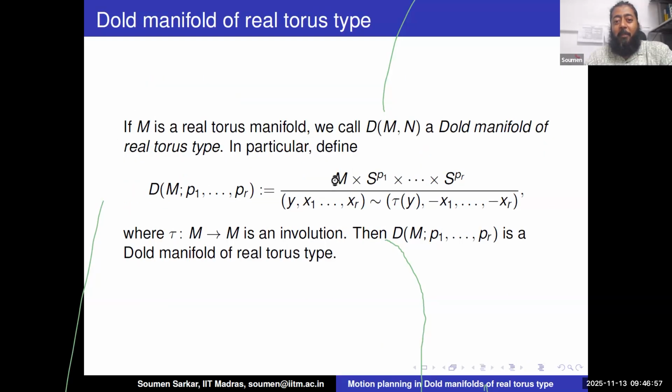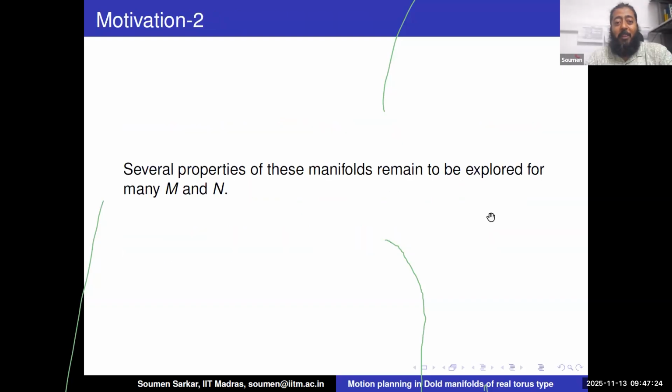So, for example, if M is, like here, only 2 points, or S0, then we get the definition of Don Davis. And here we are considering M to be a real torus manifold, and the orbit space we call the Dold manifold of real torus type, because it's a little difficult to distinguish what type we want. Okay. So motivation 2 is, since we have many new topological spaces, what properties can we explore? So I thought, okay, LS category and topological complexity will be good ones.